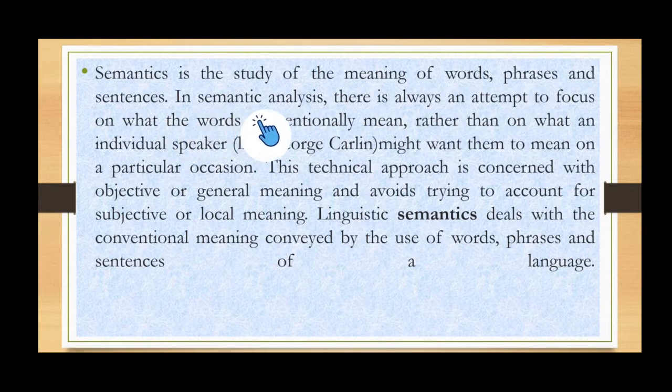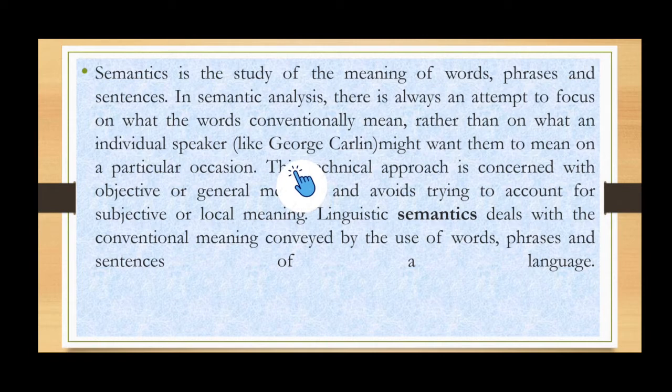In semantic analysis, there is always an attempt to focus on what the words conventionally mean rather than on what an individual speaker like George Carlin might want them to mean on a particular occasion. So here it talks about two types of meaning. One is conventional meaning, and one is speaker meaning. Conventional meaning is different from speaker meaning.